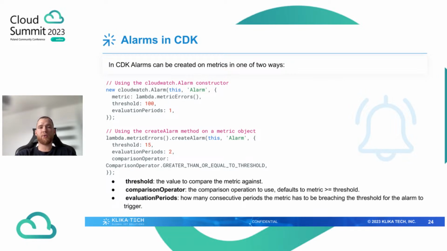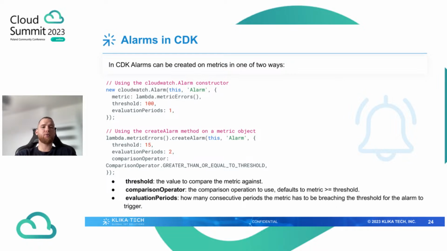Let's consider the parameters that we have leveraged in our examples. Threshold: it is the value to compare the metric against, or in other words, this is the threshold value that triggers the alarm. In the first example, the threshold is set to 100, which means that the alarm will be triggered when we have 100 or more errors in one evaluation period. Evaluation periods: it is the number of consecutive periods during which the threshold must be breached before the alarm is triggered.